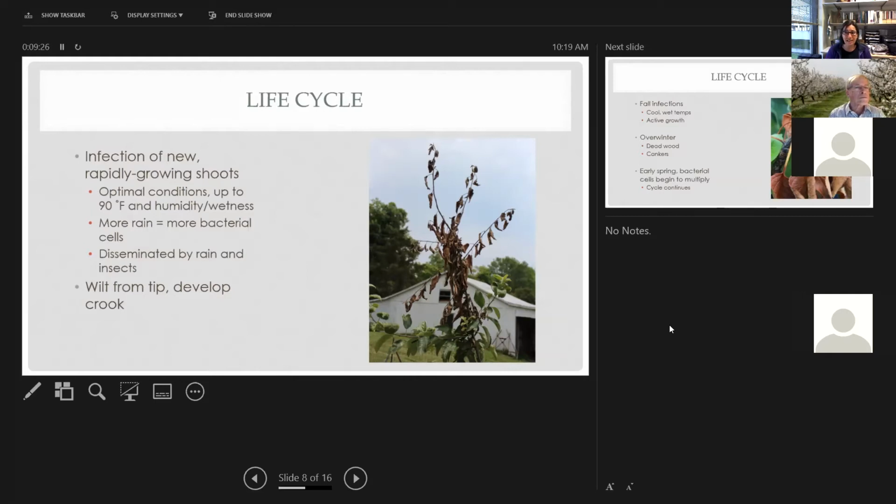Usually we see this, it's really dramatic in June. So we'll start seeing it in May, but it's June that it's really dramatic. And this is when we say, oh no, it was a bad fire blight season this year.